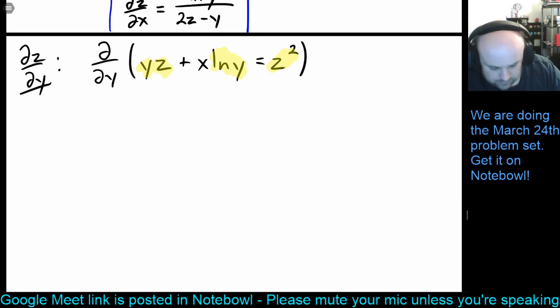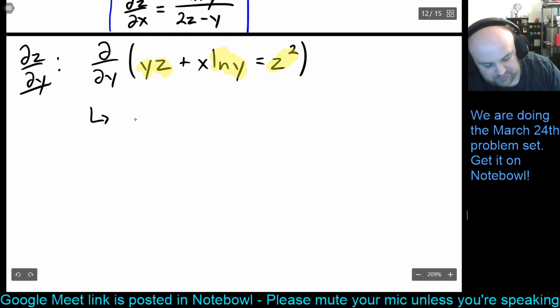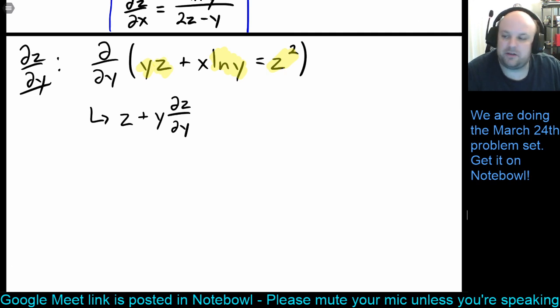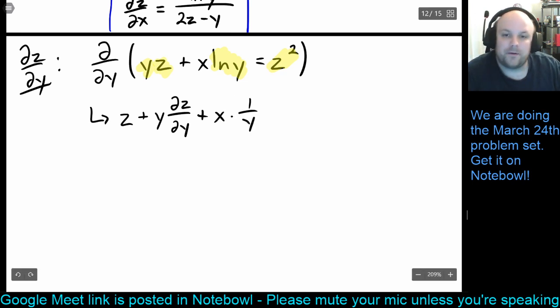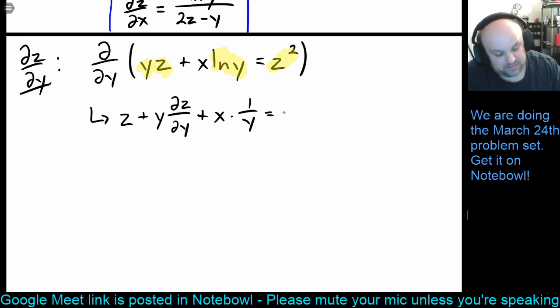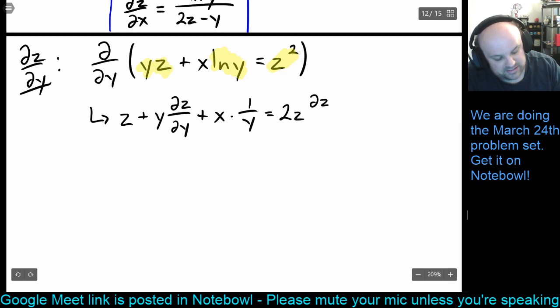No big deal though. The derivative of the first is 1 times z, plus y times the derivative of the second. So we just get a dz/dy. Again, nothing really different. Plus x is a constant here, so the derivative of ln is 1 over y. It's x times 1/y. And this one, we get basically the exact same thing: 2z dz/dy.